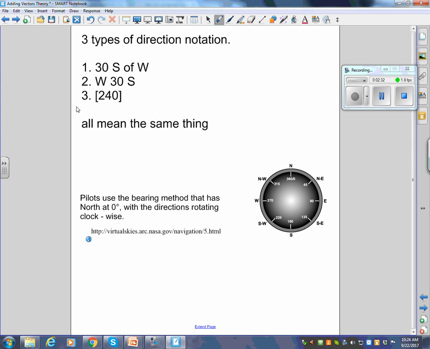And I told you about the 3 types of direction notation, like 30 degrees, that should have a degree symbol there. I realize your handout doesn't have this. 30 degrees south of west, west 30 south, and 240 are all the same thing, right? And you're going to have to be multilingual. I've had students say to me in the past, Mr. Bennett, when they see that on the exam, they go, we've never seen that before. I'm like, yes, you have. So just be aware, I expect all 3 conventions that you can handle.